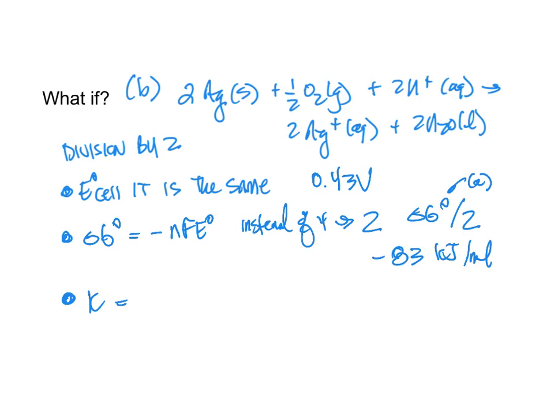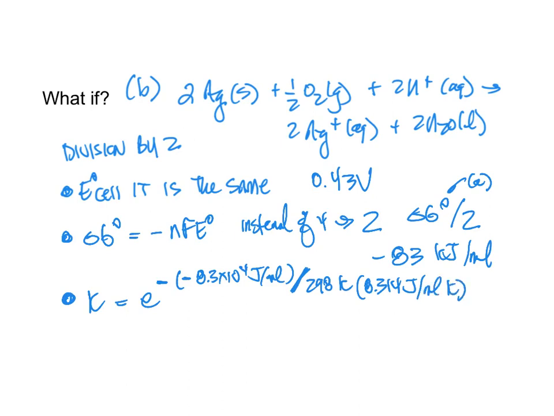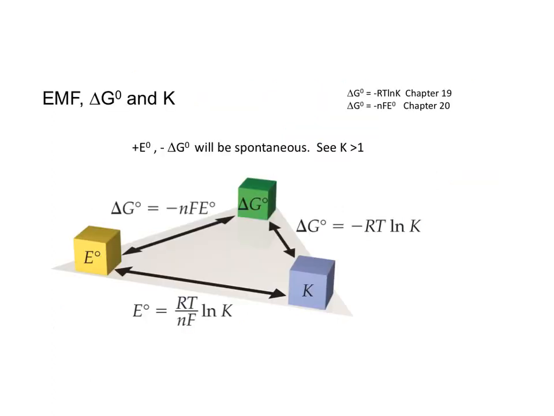The K is also going to change, and I did the math. We have a negative 8.3 times 10 to the 4th joules per mole. We are going to divide that by 298 K, and multiply by 8.314 joules per mole Kelvin. That's going to give us a K on the order of 3.5 times 10 to the 14, and your text says 4 times 10 to the 14, roughly half of what our original K was. Now, this example is really here to show you the interaction.